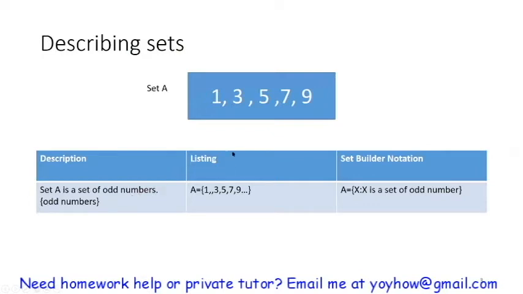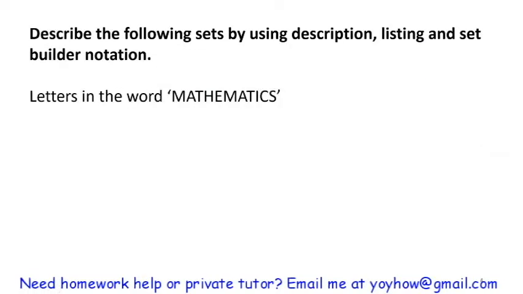The second one is listing. We have our set A, we put our alphabet A here, equals to, we use this kind of bracket, and we have 1, 3, 5, 7, 9. And then the third method, we use set builder notation. We also represent it with A equals to open bracket, x, colon, x is an odd number. All right.